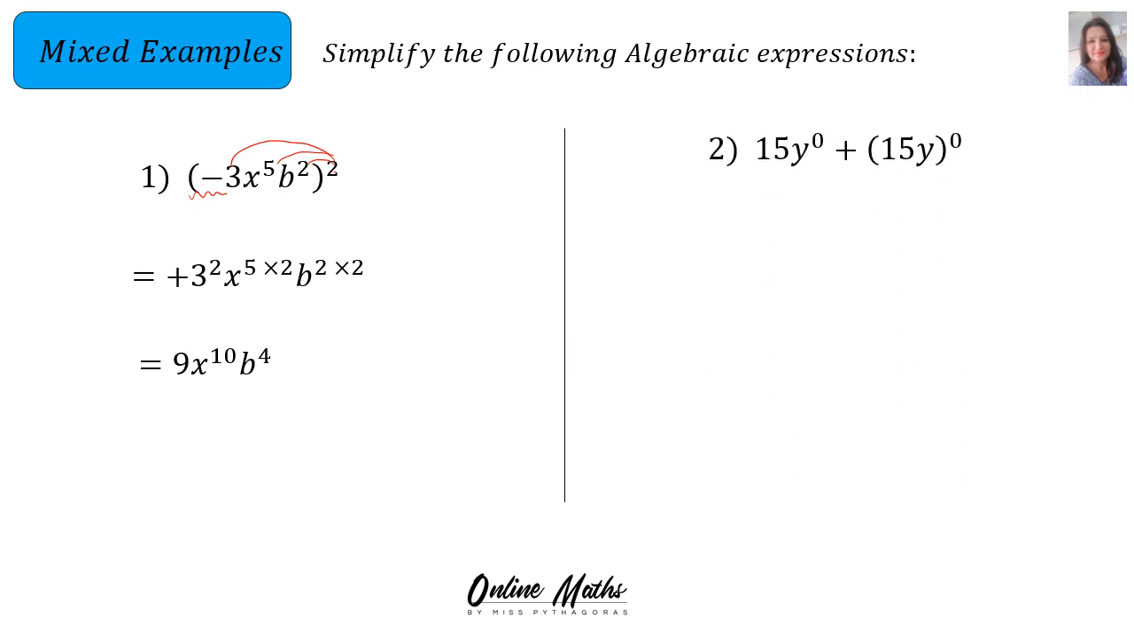On number 2, here you will see that there is a 15 as a coefficient in front of y to the 0. So it's only the y to the 0 that will become 1, and it finds the 15 in front. And then on the second term, this whole 15y is raised inside a bracket to the power of 0, so that whole thing becomes 1. And then we can say 15 times 1 is 15 plus 1 is 16.